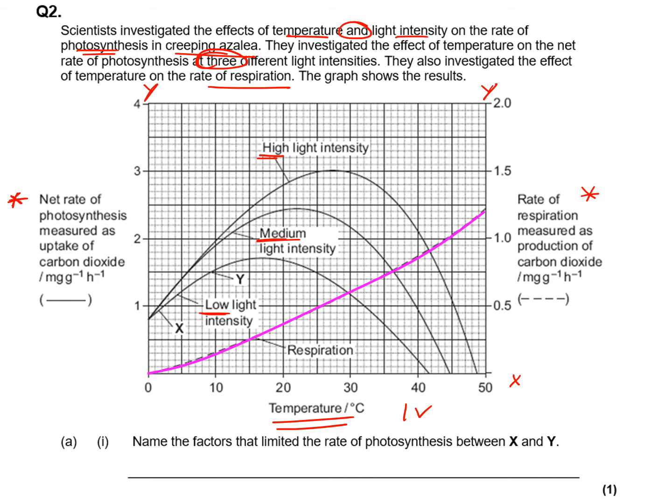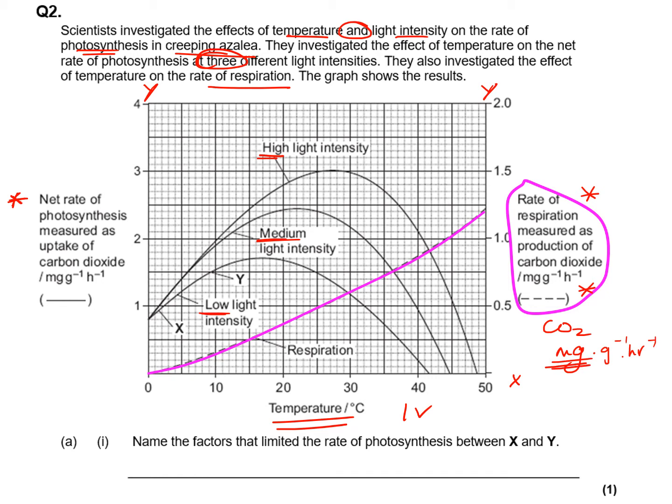Now if you look at the key on the right hand side in the brackets, you can see the dotted line is the rate of respiration measured as the production of CO2 gas in milligrams, and that is per gram of plant per hour. So you should link the dotted line with the right hand y-axis, and it's the mean production of CO2 in milligrams, because we know CO2 is a waste gas from aerobic respiration, and that is per gram of plant per hour.